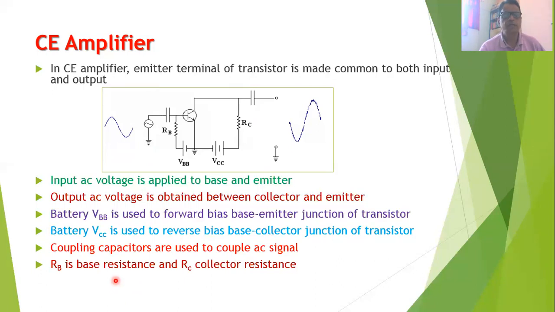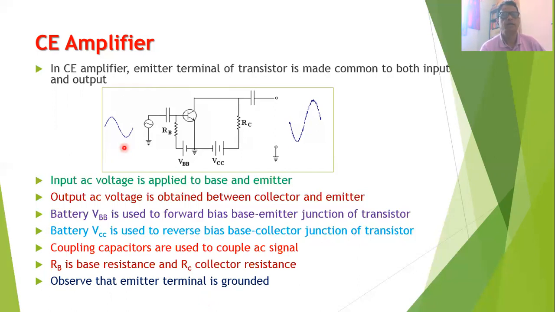Resistance RB is being used here, and it is being called as a base resistance. And resistance RC is used here, and it is being called as a collector resistance. And emitter terminal, as shown in this diagram, you will find that it is grounded. So this is the most commonly used type of amplifier, CE amplifier. And if you want to use this CE amplifier, then you need to make connections like this.